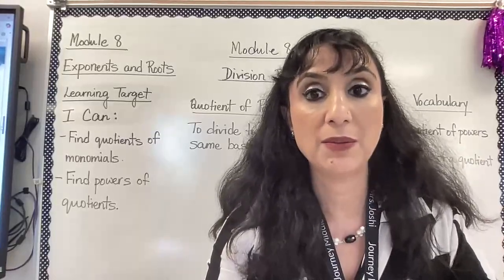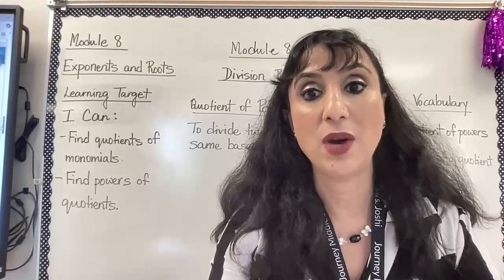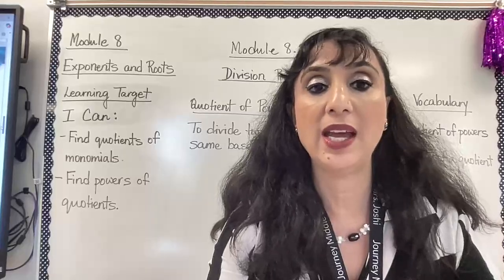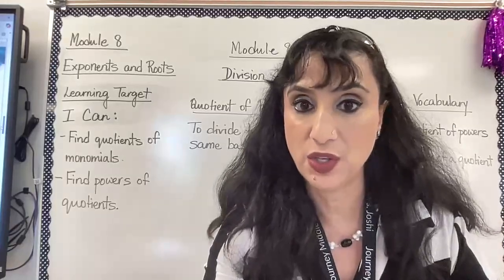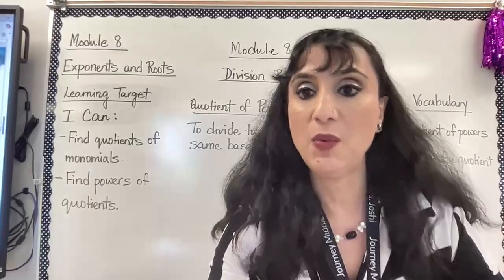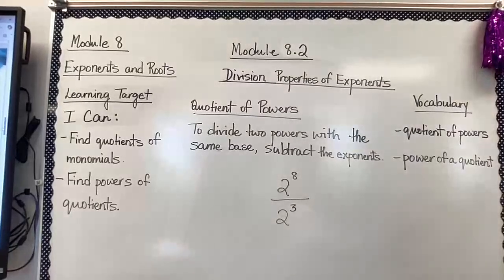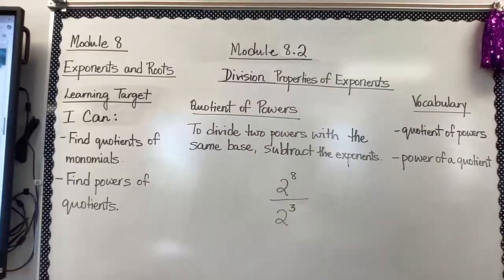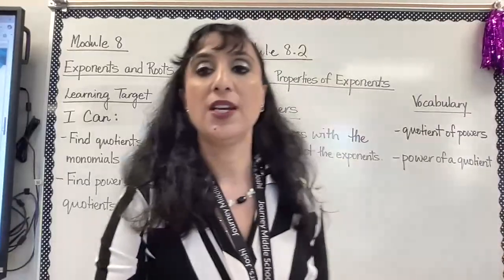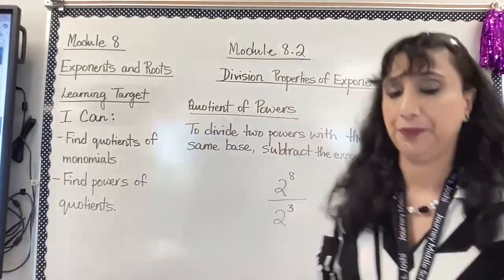And we talked about what a monomial was in yesterday's lesson, that it has only one term. And then the next thing I can do is I can find powers of quotients. So let's talk about the vocabulary. We have two vocabulary words. One is quotient of powers, and the other one is power of a quotient. So we are going to start with quotient of powers.